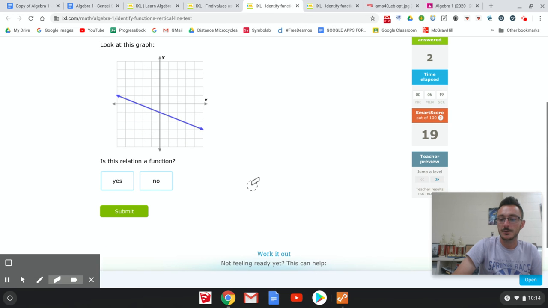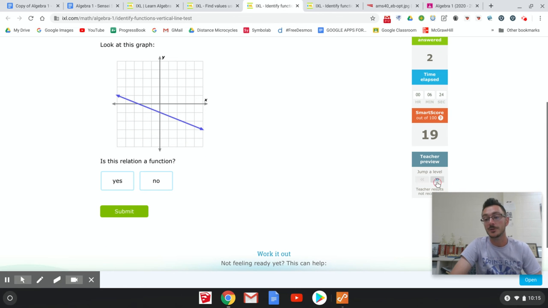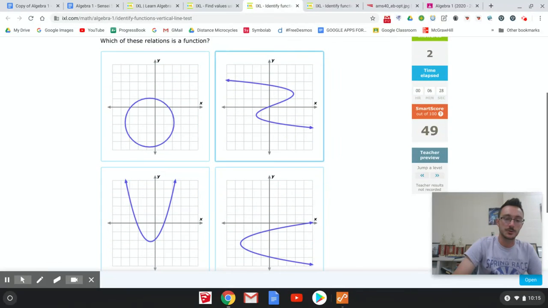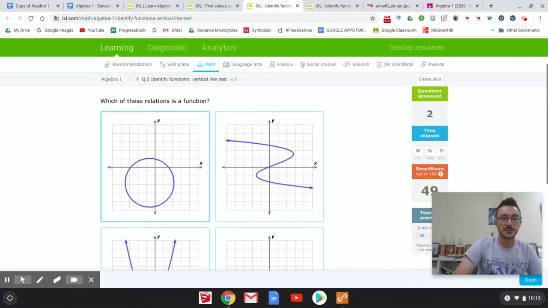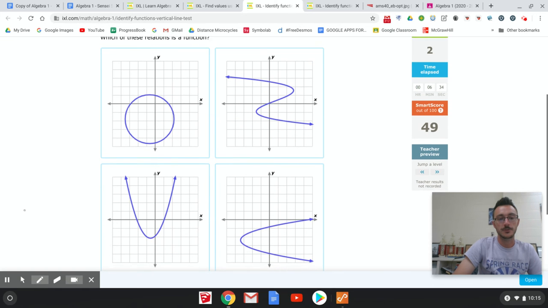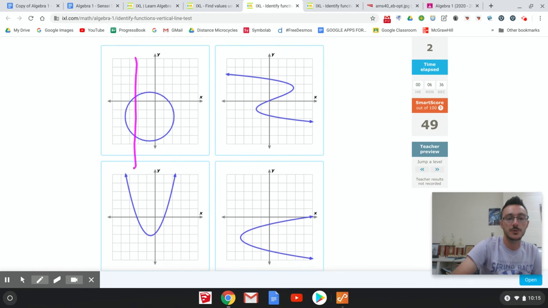Let's skip ahead a little bit. Make sure we see one that is the opposite case. Okay, so this is like a multiple choice or a select all that apply, I believe. So let's look at the circle first. If I draw a vertical line anywhere through that, I'm hitting it twice now. And that actually occurs in multiple positions.